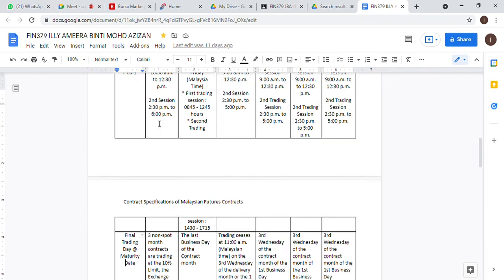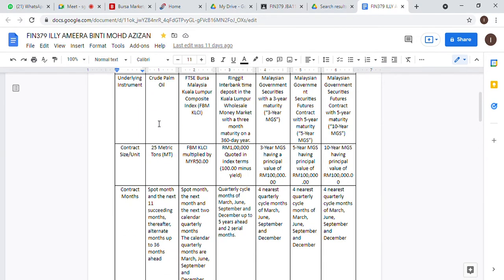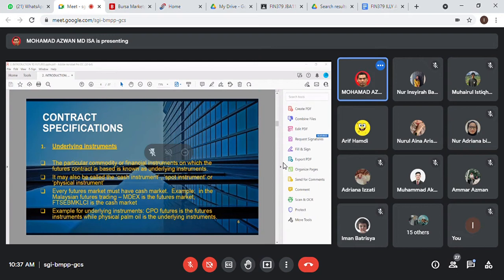And then Muhammad Ilyas. How much value in RM for each lot of FKB3? 1 million. Okay, very good. Thank you. So for each lot of FKB3, if you want to trade, it is equivalent to 1 million ringgit. This is also standardized by Bursa.